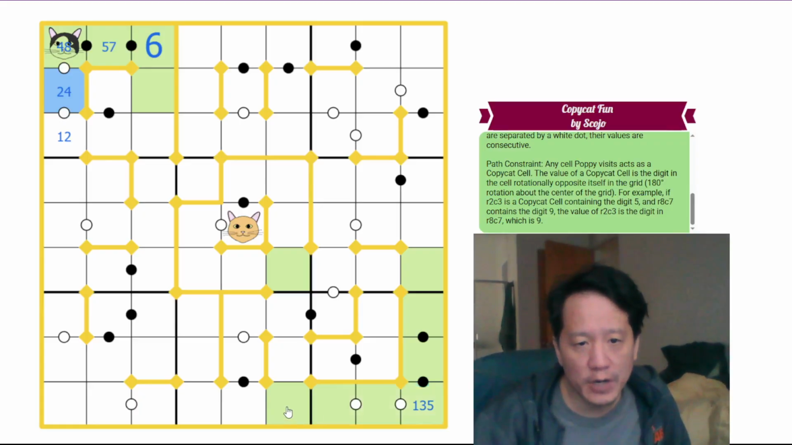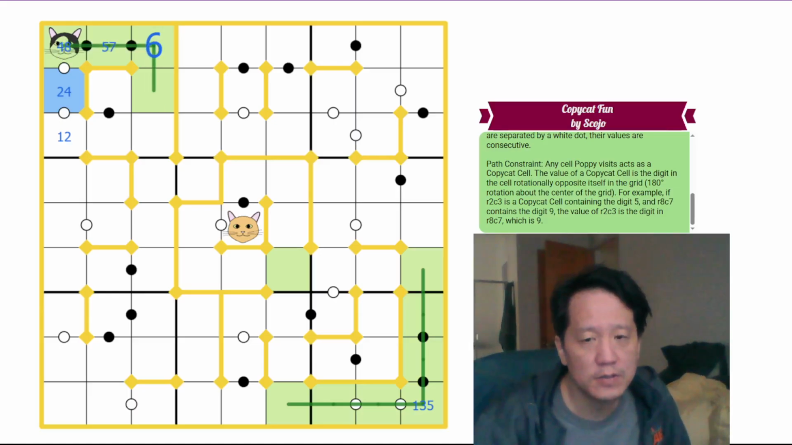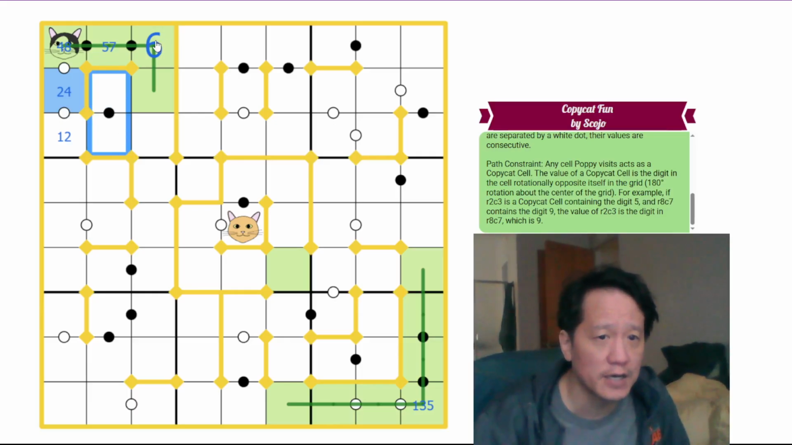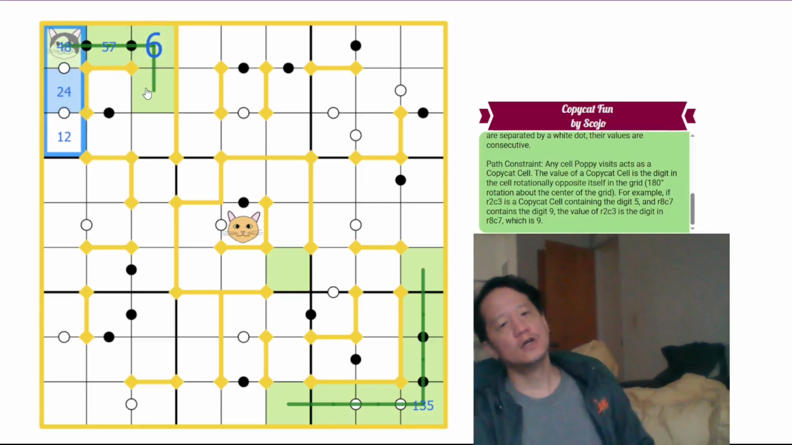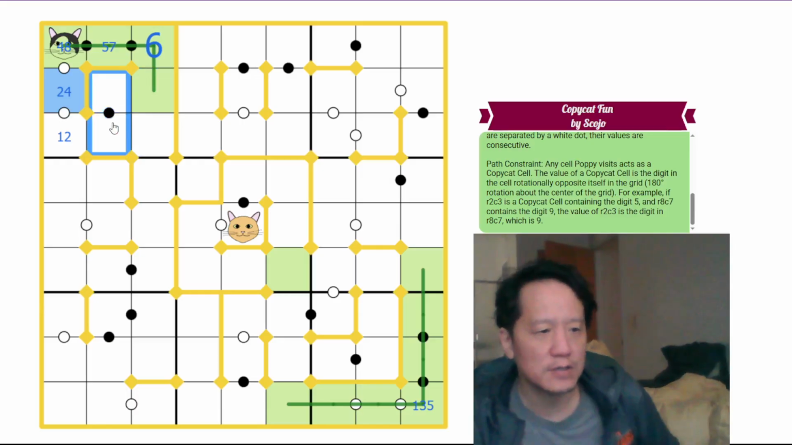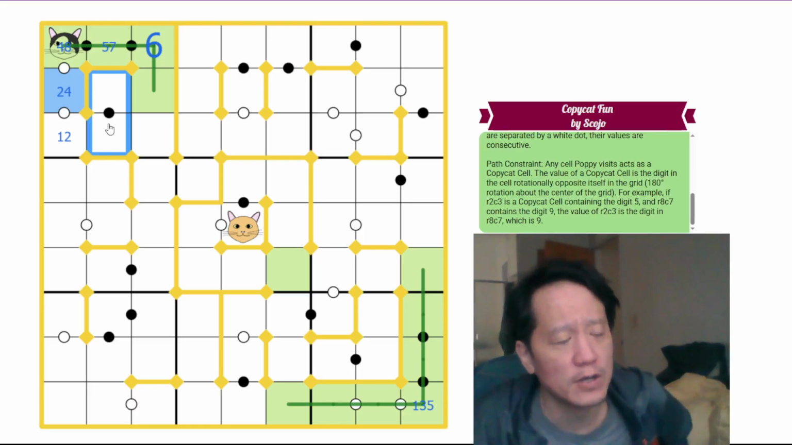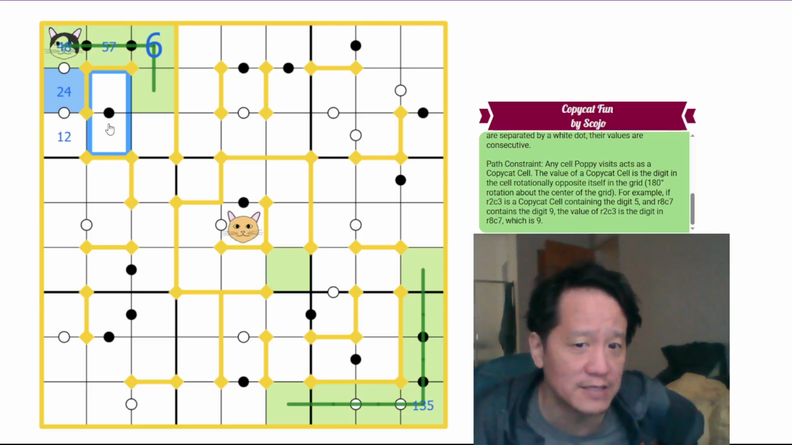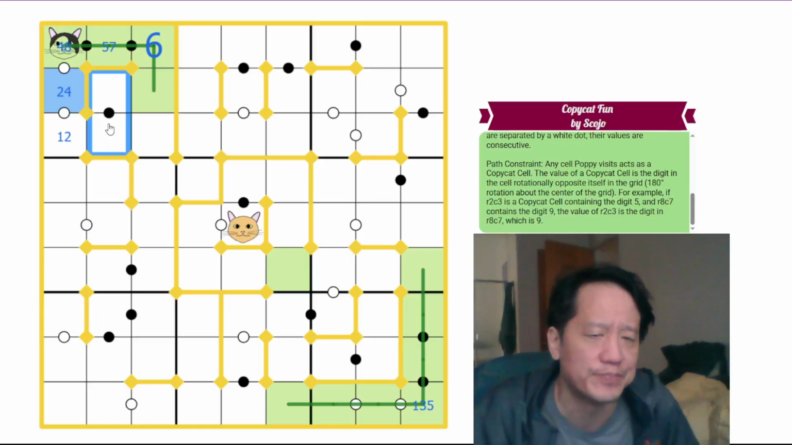Okay, so we know Poppy goes this way. We know Poppy goes this way. Okay. This is in a 1-to-2 ratio, and it cannot have a 6 in it. It cannot have 2 or 4 in it. But one of these has to be a copycat cell. It could be both, but we know at least one of them is a copycat cell.